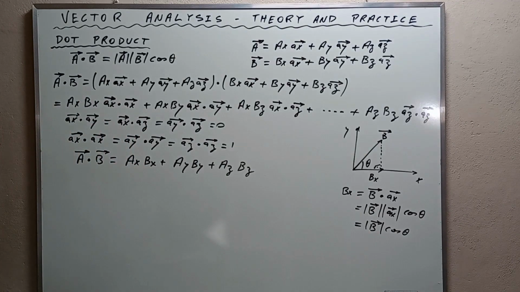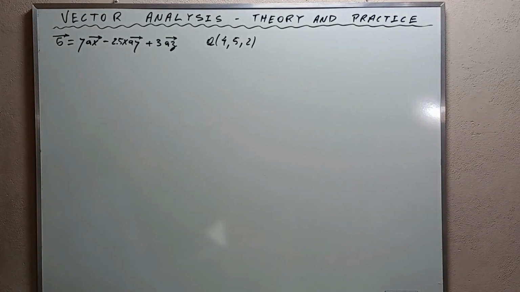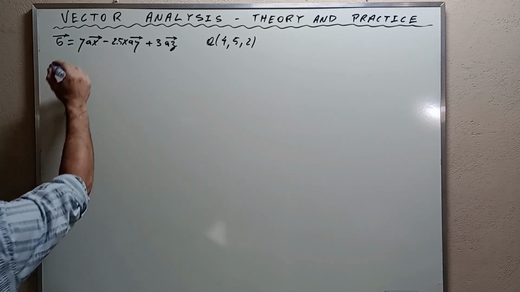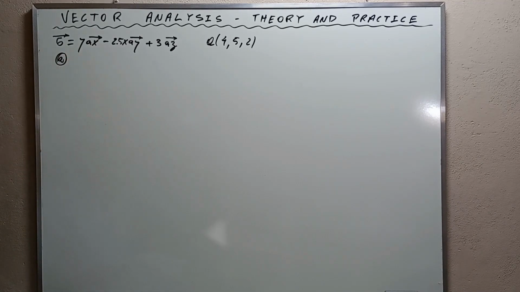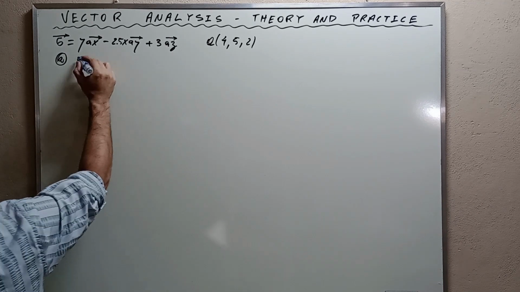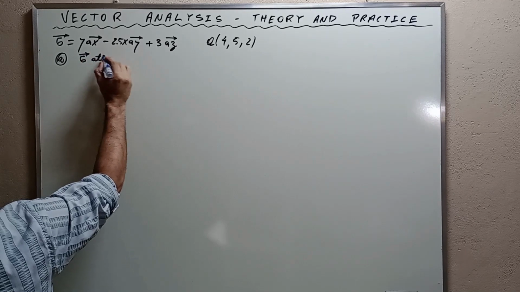Okay? Now, let's solve an exercise. Example number 2. Consider the vector field G equal to y in the x direction minus 2.5x in the y direction plus 3 in the z direction, and at the point Q, 4, 5, and 2. Find in letter A. Letter A, find G at Q. Okay? G at Q.